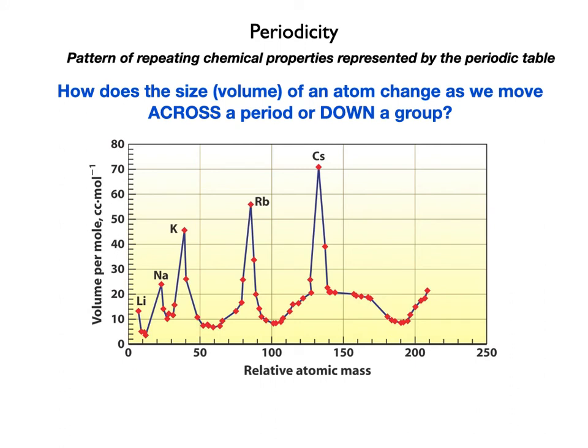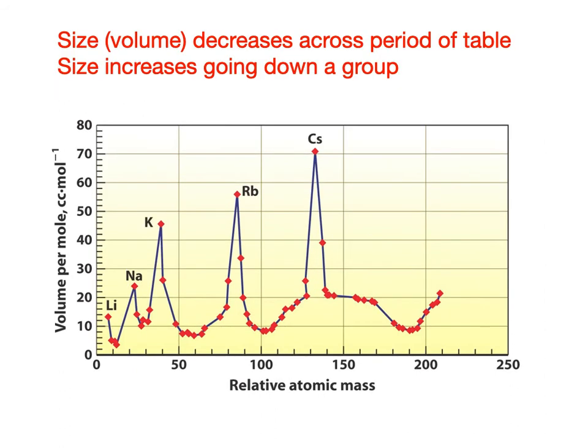So we're starting to see, how does size change? We can see these periodic patterns, right? You get smaller as you go left to right, and then you get bigger as you go down the group. These are the repeating patterns. And again, the power of the table is being able to predict.